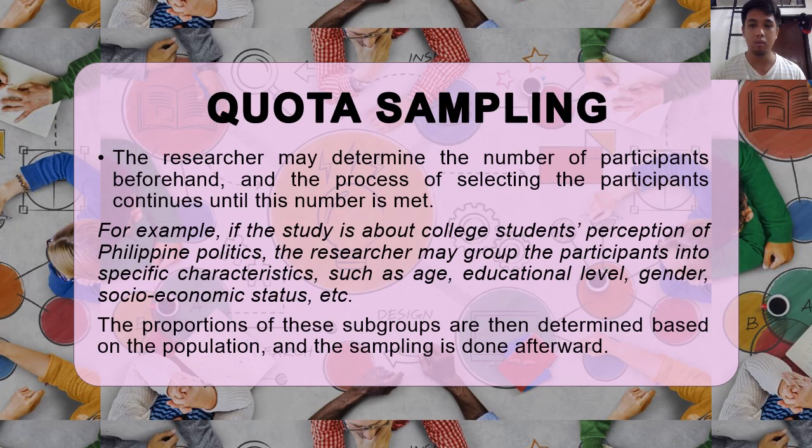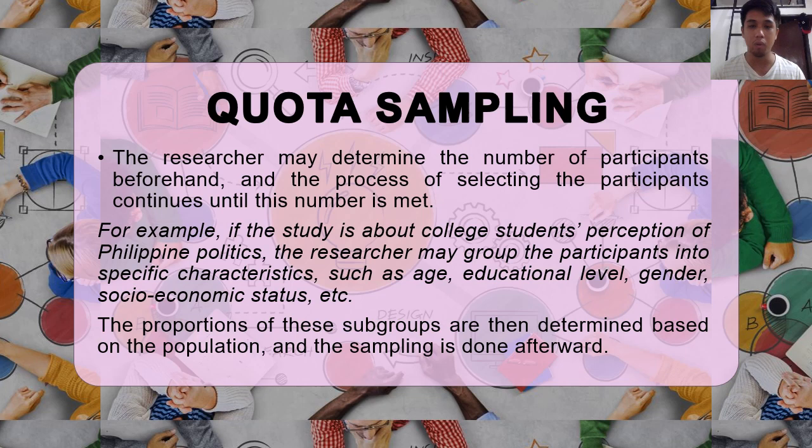Now let's talk about quota sampling in the non-probability sampling method of qualitative research. So what is quota sampling? The researcher may determine the number of participants beforehand, and the process of selecting the participants continues until this number is met. For example, if the study is about college students' perceptions of Philippine politics, the researcher may group the participants into specific characteristics such as age, educational level, gender, socioeconomic status, and etc. The proportion of these subgroups are then determined based on the population and the sampling is done afterward.